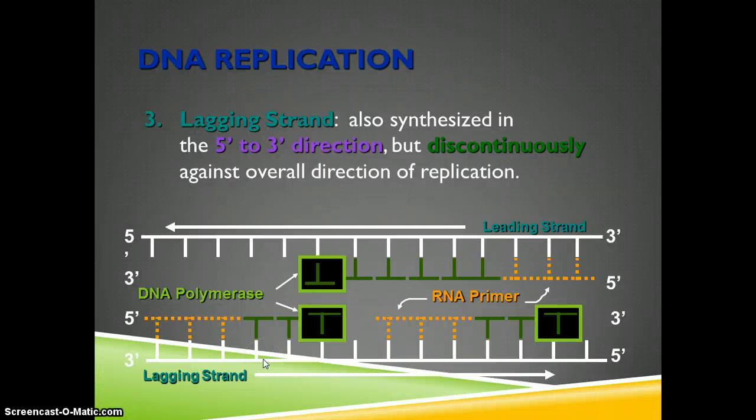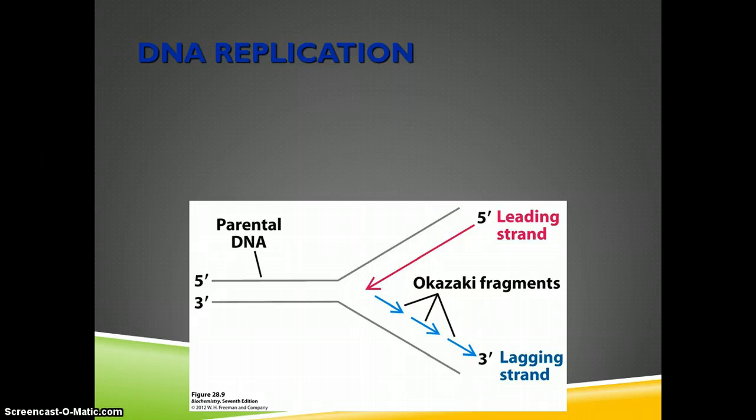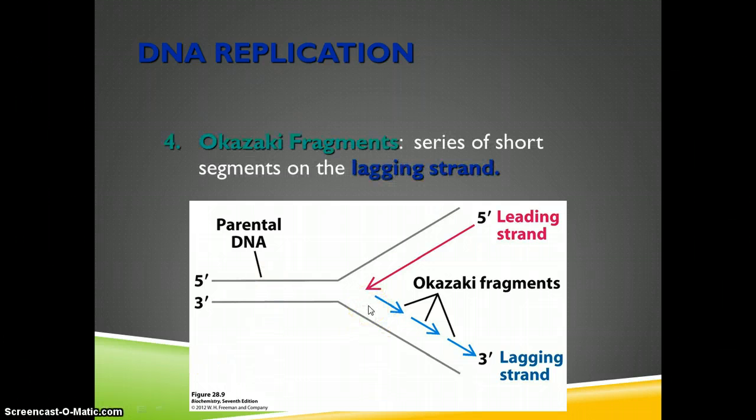DNA polymerase starts at the replication fork and moves 5' to 3', but as it's doing this, more DNA is becoming separated behind it, so it needs to go back and start over near the replication fork. This process will continue until all of the DNA has been copied. The series of short fragments this creates on the lagging strand are called Okazaki fragments.